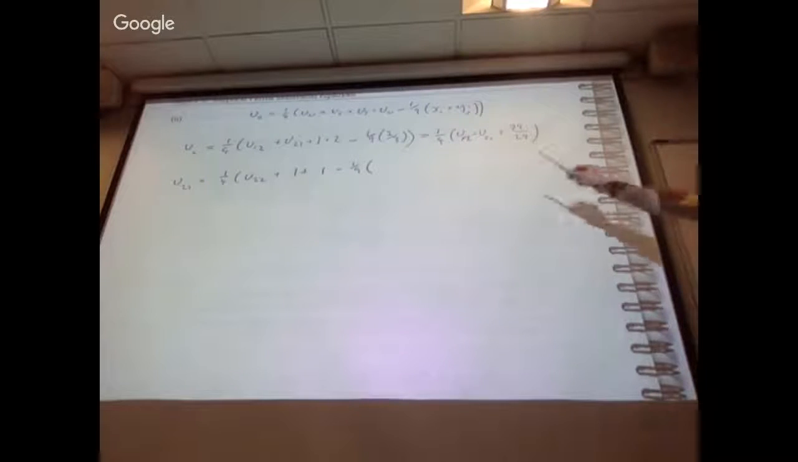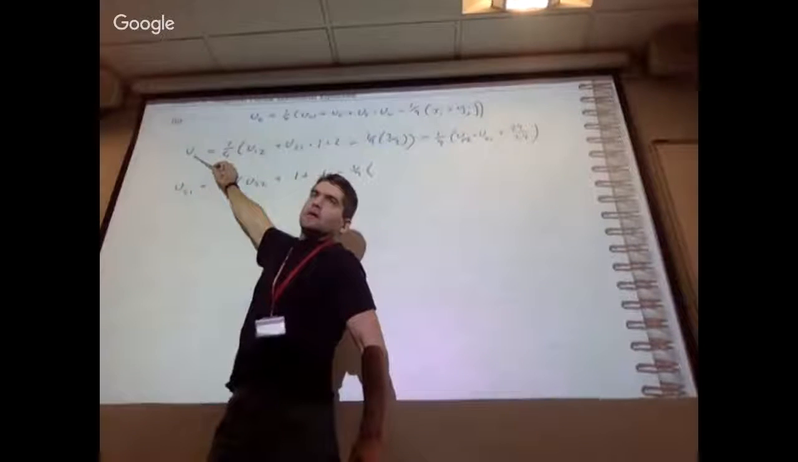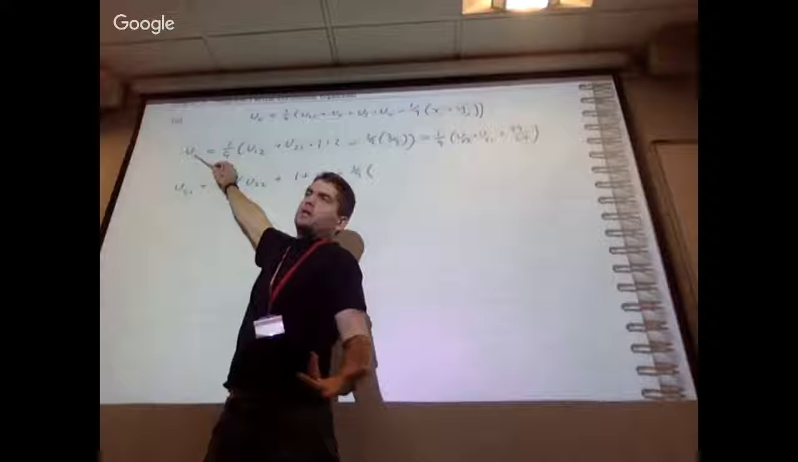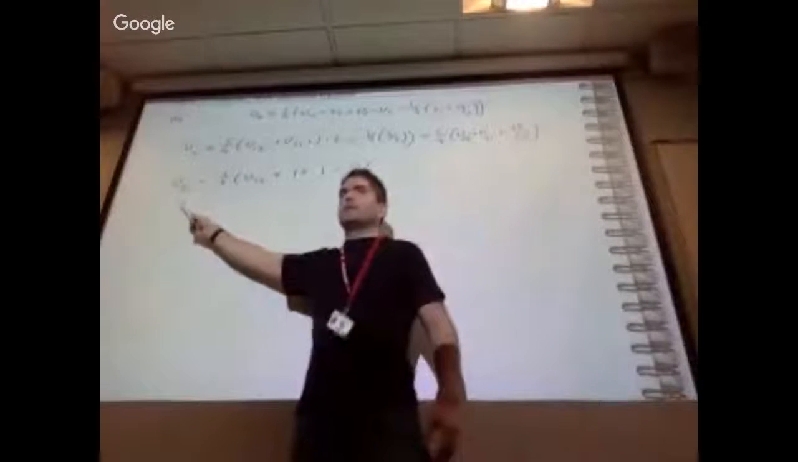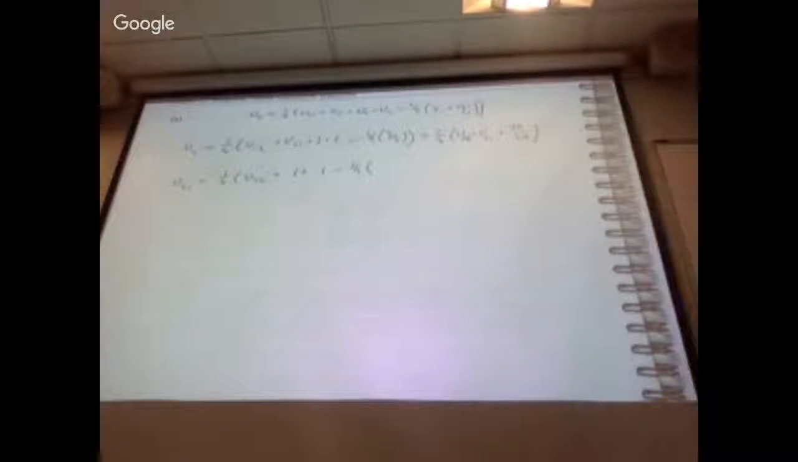What was the x-coordinate of this node? What was the x-coordinate of that node? One step to the right, the x-coordinate is now 2/3. What's the y-coordinate of U21? Nobody? 1/3, yes. So 2/3 plus 1/3 is 1.